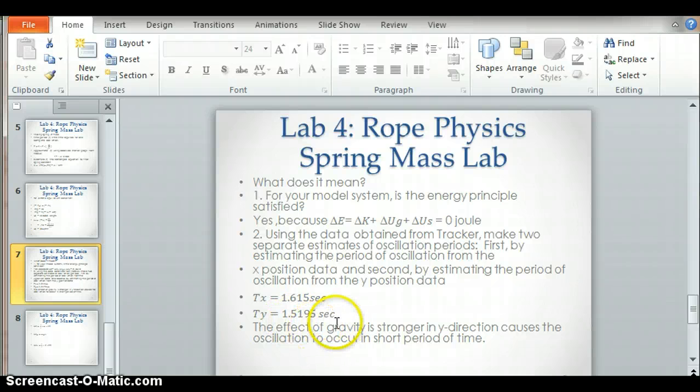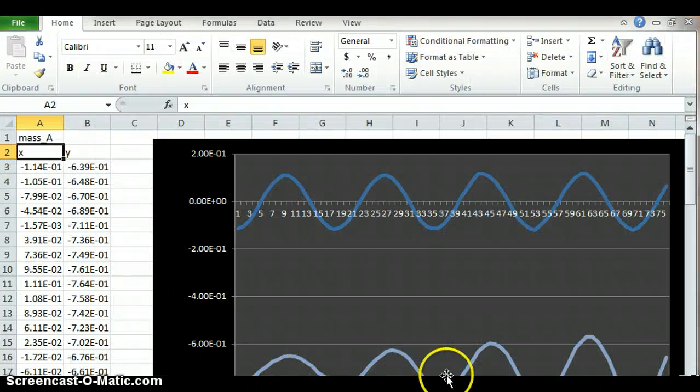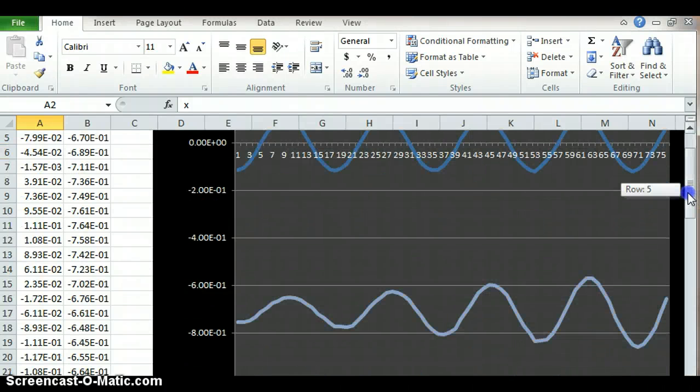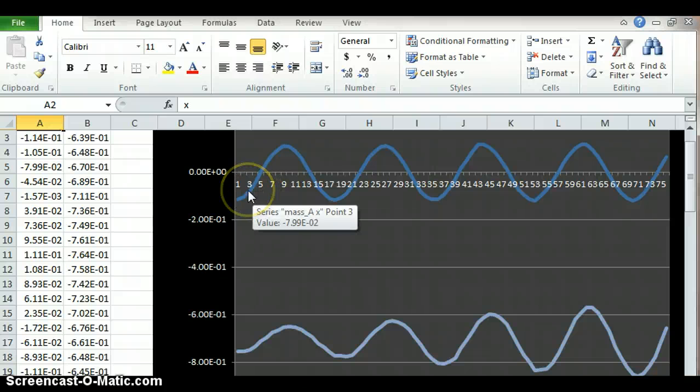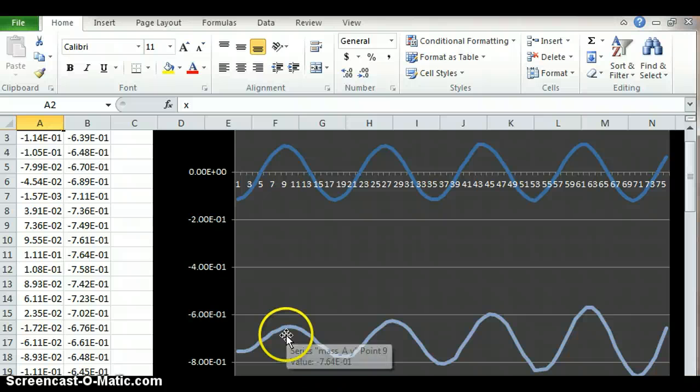The difference between the periods is because the effect of gravity is stronger in the Y direction, causing the oscillation to occur in a shorter period of time. Here we see that there is a difference between the X direction and the Y direction. This is the end of this lab 4.